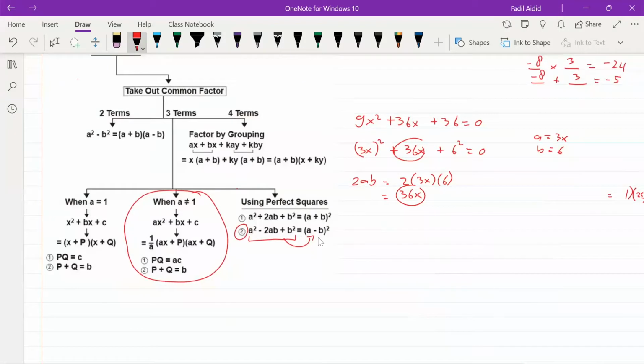So we can convert into the right side of the equation, a plus b in brackets squared. So 3x plus 6 squared equals 0. Take the square root of both sides. So this is cancelled. So 3x plus 6 equals the square root of 0, which is 0. Then you solve for x. X equals 6 divided by 3, so negative 2.